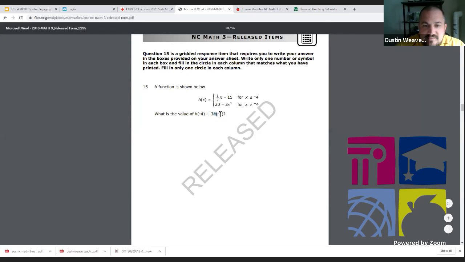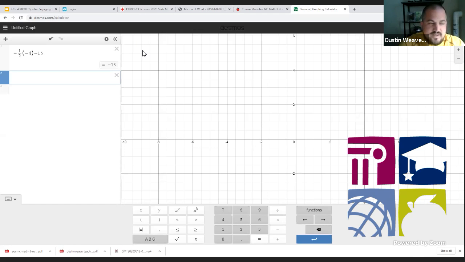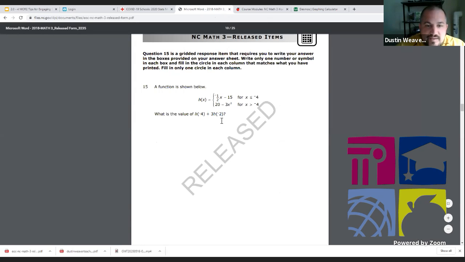If I plug in negative 2 for x, well, negative 2 is greater than negative 4. It's a bigger number than negative 4. It's closer to 0. So I'm going to plug in negative 2 for x here. So 20 minus 3, parentheses, negative 2 squared. And I get 8 there. But that is h of negative 2, right?